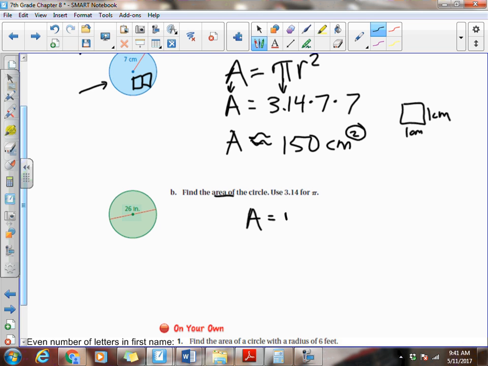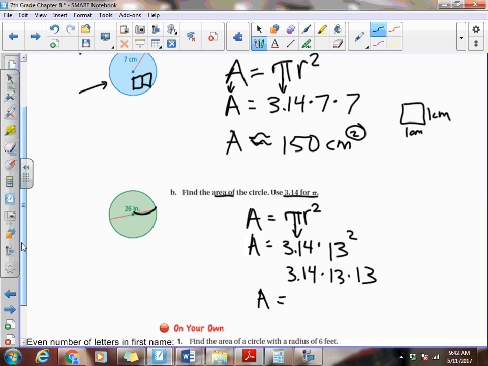For part B, same formula, you're finding the area. I've got my area formula, and you're just substituting in what you know. We know pi is approximately 3.14. Our radius here is only half of this distance, so 13 squared, or 3.14 times 13 times 13. And then when you do those calculations, your area will be in square inches.